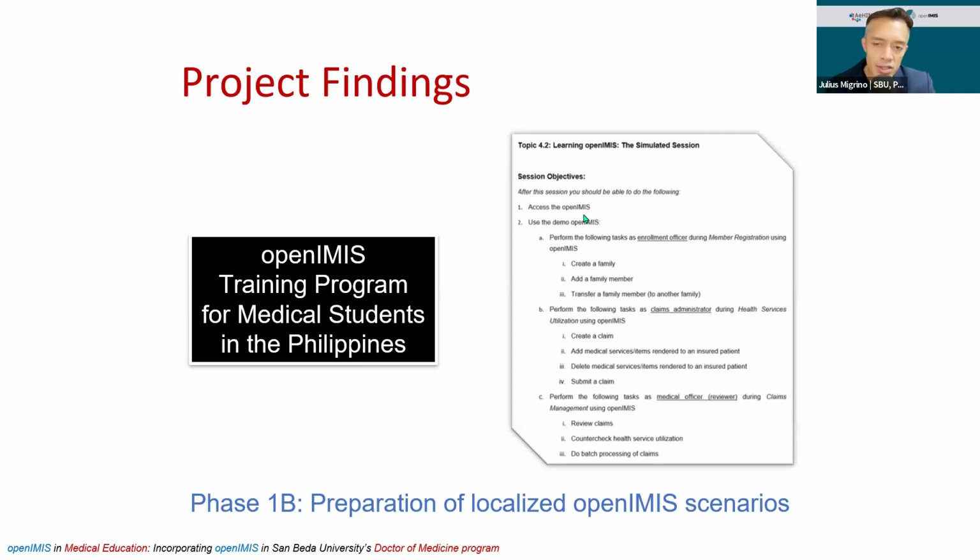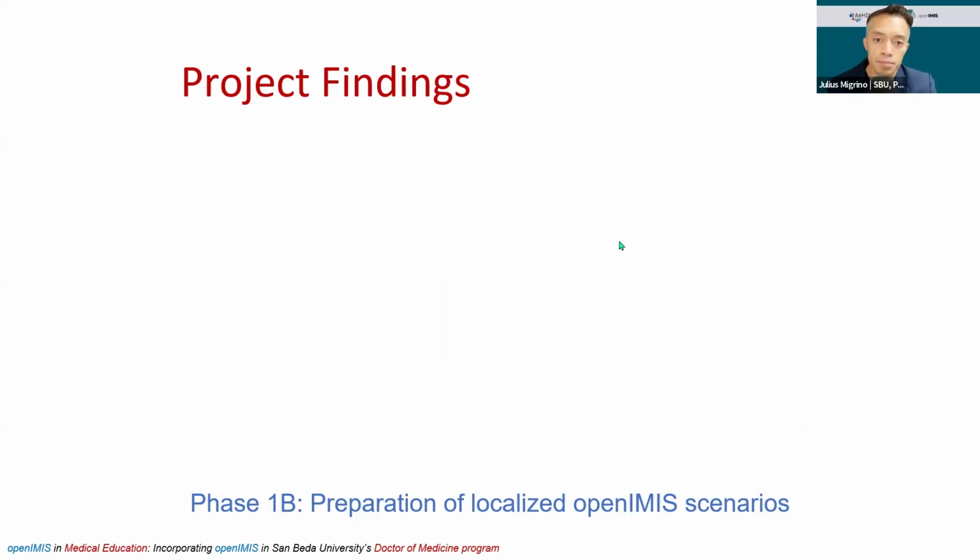The student guide, or the scenarios that I mentioned in the project briefing earlier, was updated based on the findings of both the 2022 FGDs and Phase 1A to ensure that identified gaps in the curriculum were also given more attention. So we tried to personalize the scenarios to fit our current student population and their needs and the current program of medicine curriculum. Phase 1B of the project focused on creating a step-by-step student guide that introduces medical students to the features of openIMIS that are aligned with their training as physicians, as outlined in Phase 1A of the project, I believe.